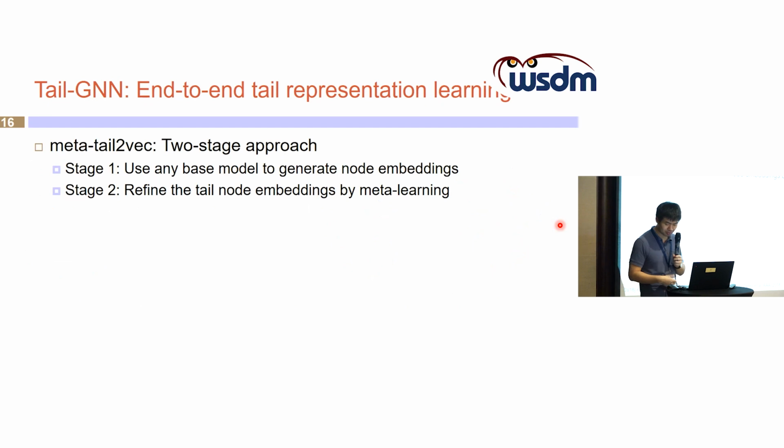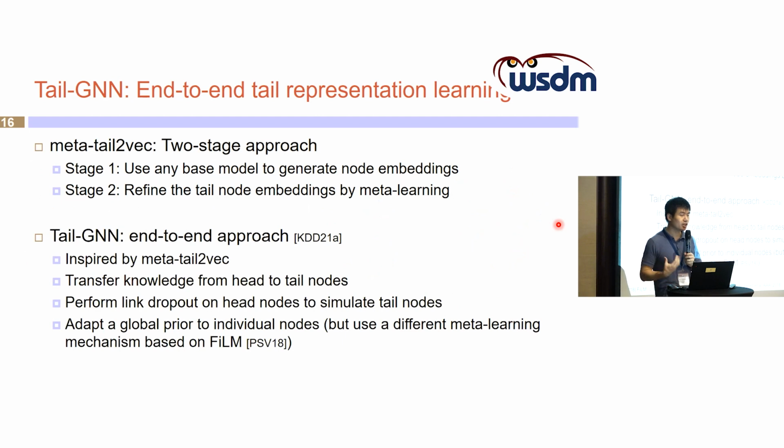But there are still some limitations here. The meta-tail2vec model is a two-stage approach, right? In stage 1, we use any base model to generate node embeddings. And in stage 2, we refine the tail node embeddings by meta-learning. So is there a way to make it end-to-end, right?